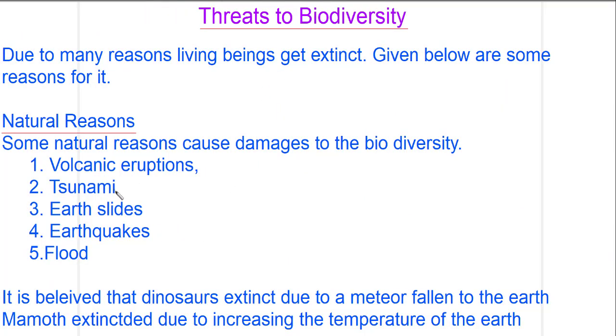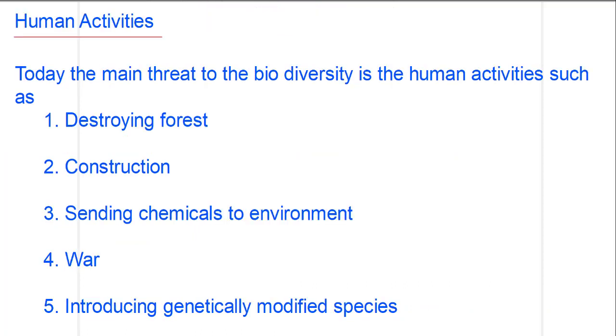And the threats to biodiversity: volcanic eruption and tsunami, mainly those are the natural reasons. But more than that, children, human activity is the great threat to biodiversity. Today, the main threat to biodiversity is human activities, right? We have to highlight the main threat to biodiversity. Man is destroying forests, doing many constructions everywhere, right? Sending chemicals to the environment, war, right?